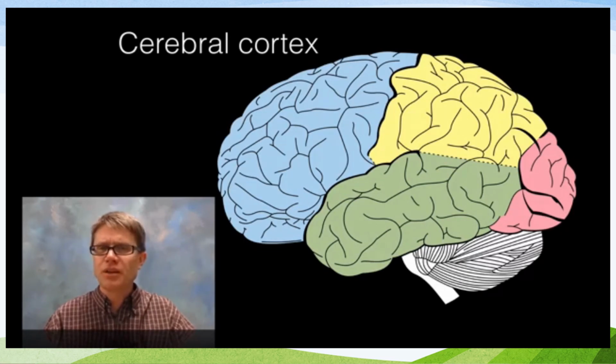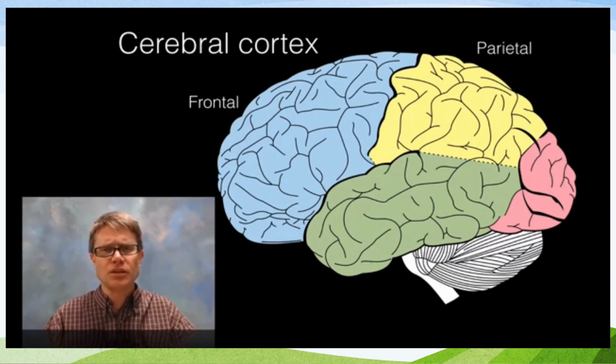Do you remember what the front lobe is called? That was pretty easy. That's called the frontal lobe. What about the yellow lobe right here? That's called the parietal lobe. Do you remember what they do? Frontal lobe, remember, is executive or boss-like functions. And then parietal is going to be sensation of the environment.